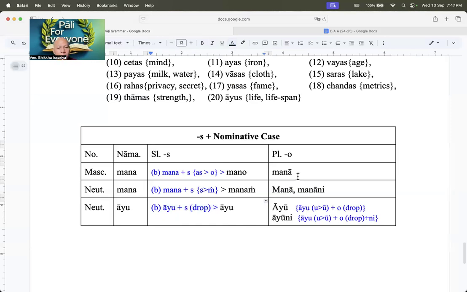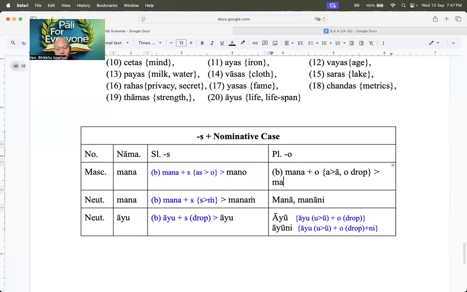But for plural, for the masculine, also from the B stem, so mana. Okay, after that the O, but this O here, R changes to the R, and the O drops. Because like a Buddha, so finally we have the mana.